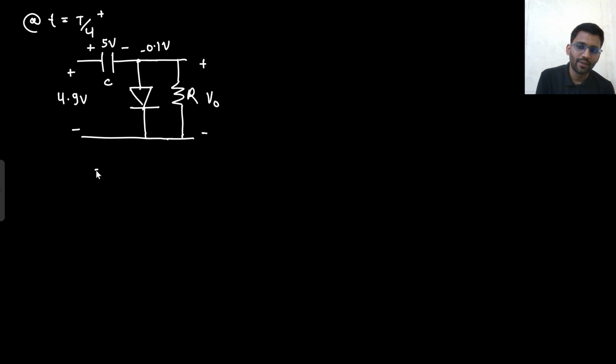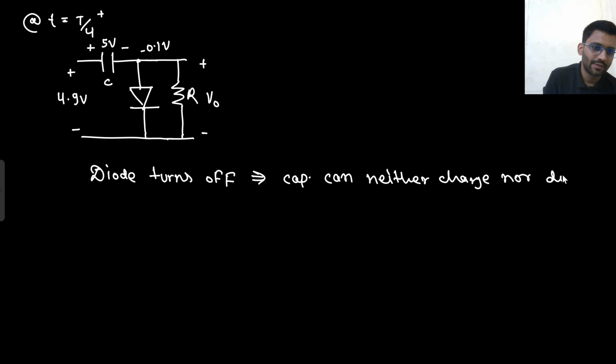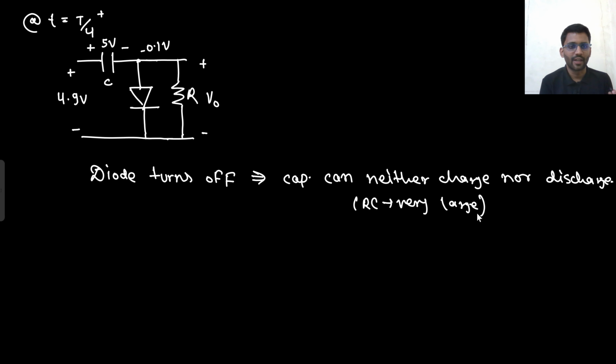What is happening? The diode turns off. Now to turn on the diode, what do you need to do? If the diode is off, the capacitor can neither charge nor discharge. Why so? Because the RC value is very large. Now you need to turn on the diode, but how will you turn on the diode?